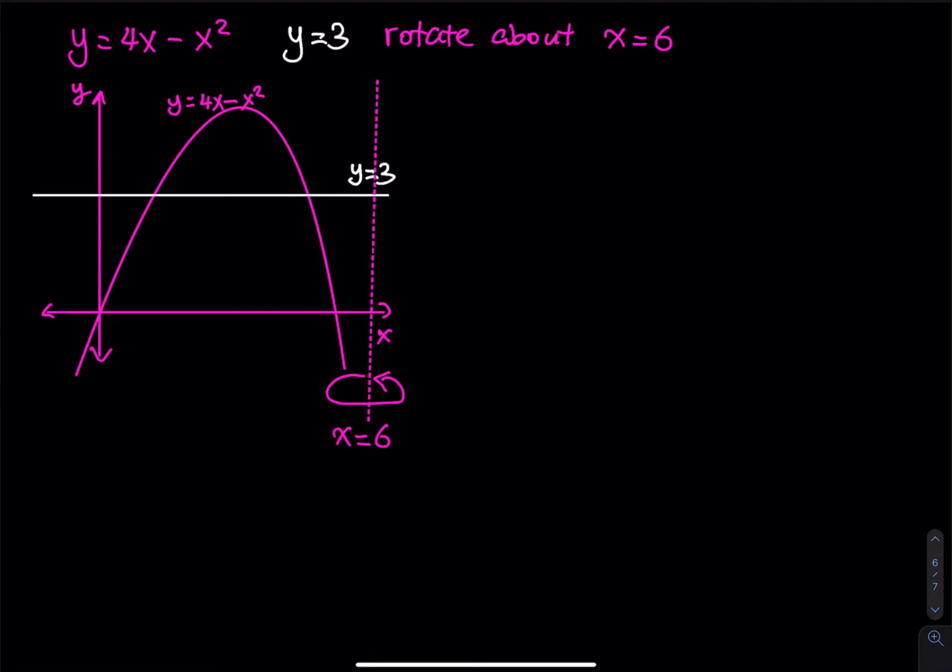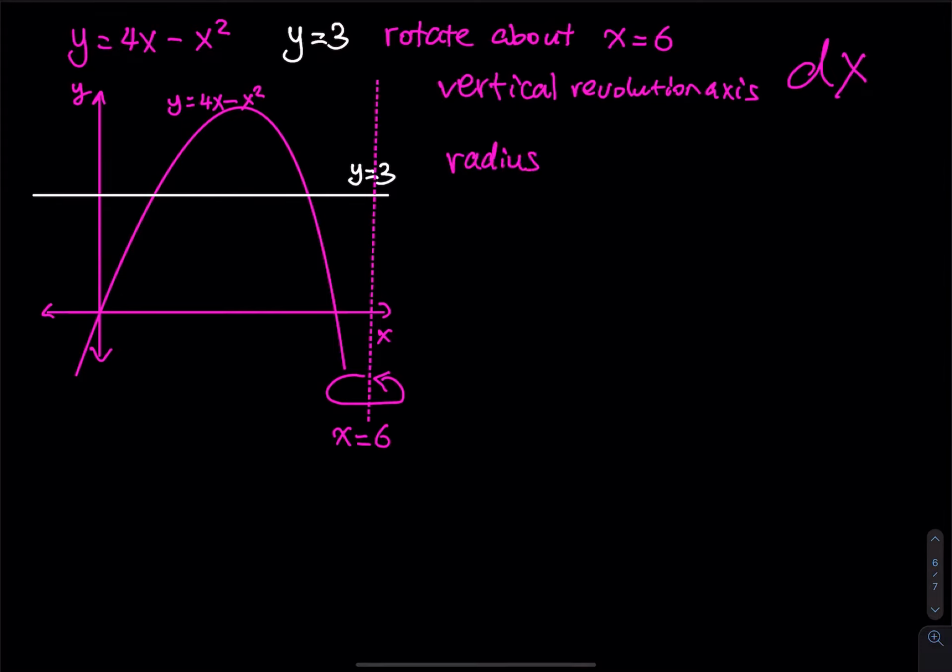First things first, this is a vertical revolution axis. So we have a dx integral to set up, right? And then you have to find the radius. So the radius is where? The distance between the rectangle and x equals 6. Where is the rectangle? Let's draw the rectangle. Take a point right here and a point right here, take that as a midpoint. And this is how we get the rectangle.